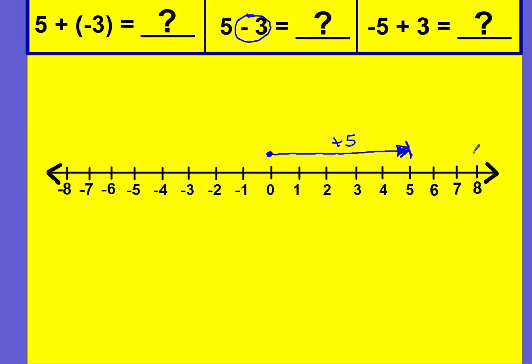Negative does not go to the right, so we have to start a new line. So where we stopped with the 5, above it, we're going to start a new line and move 3 units to the left. Draw your stop line, your arrow line. Identify this as being -3. And we stopped at +2, so that is our answer. 5 minus 3 is 2.